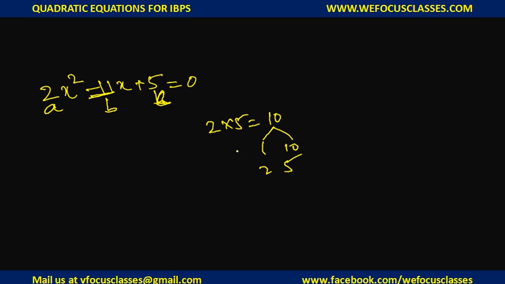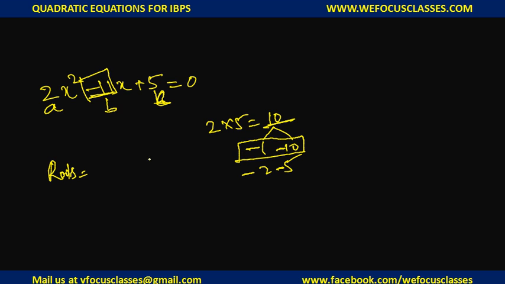How do you get negative factors? Product is positive, but the sum we need to get negative. Means both the factors must be negative. Out of this, if you add, which pair of factors you'll be getting? Minus 1 and minus 10. So these are the factors. Now you write the roots. How do you write the roots, friends?